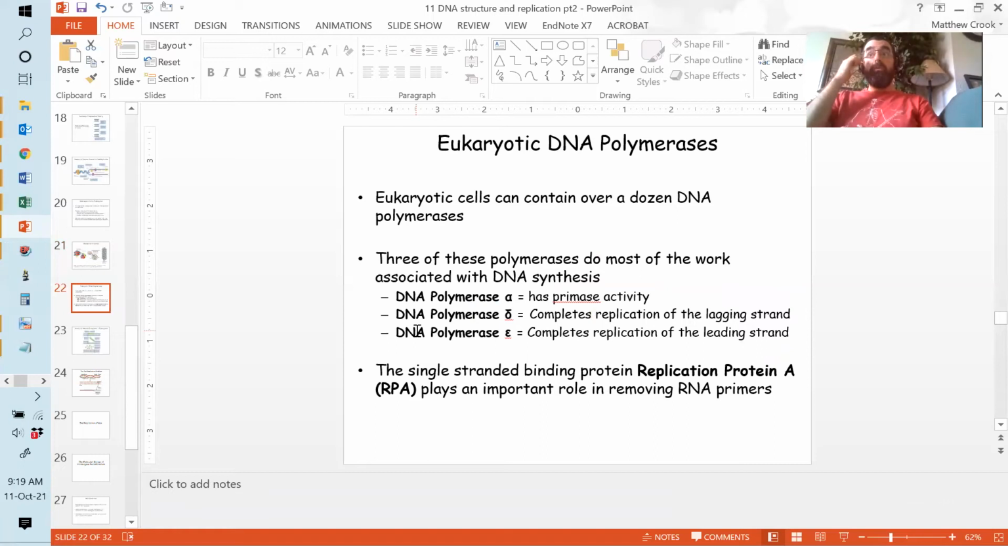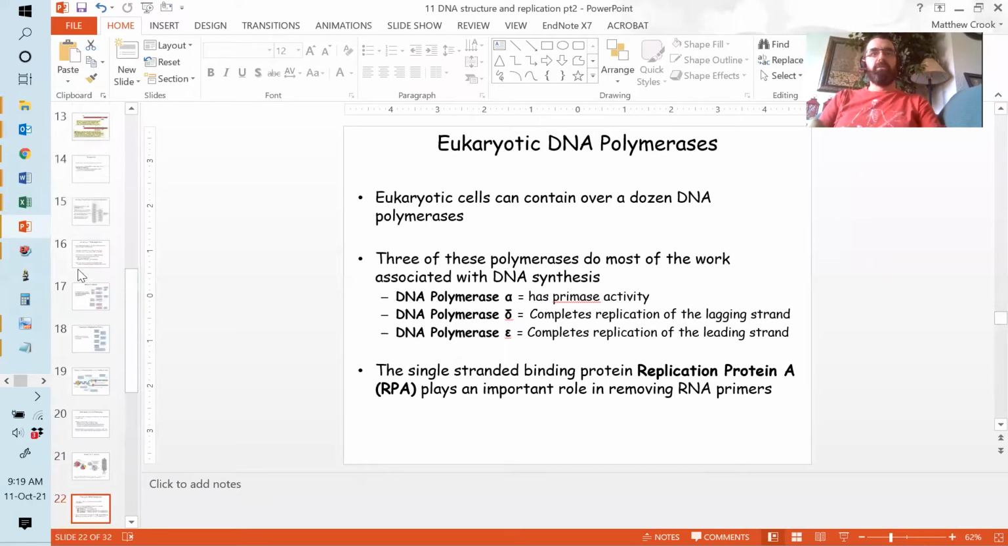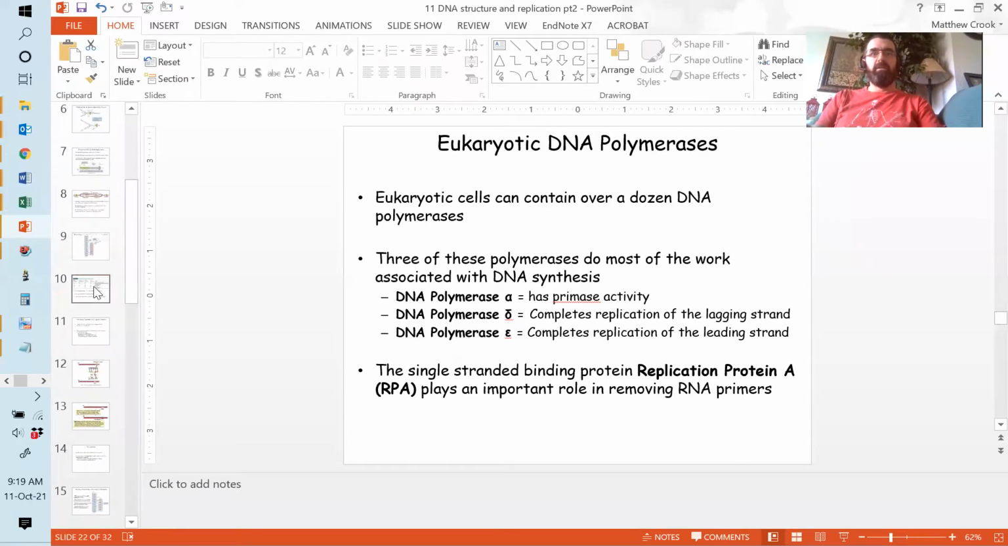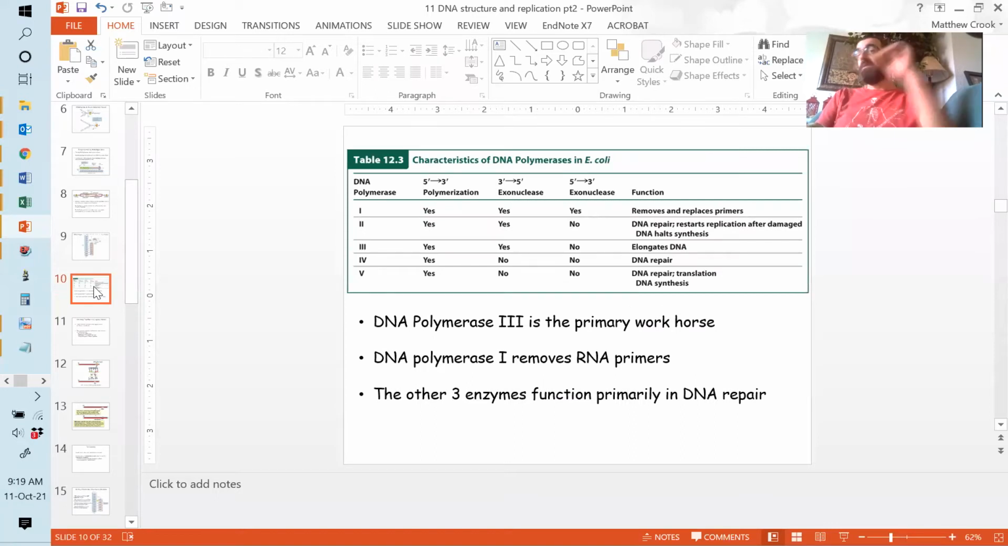Okay, so moving on from that, where are we at? Let's go back up here. So this is what DNA polymerases look like in E. coli.